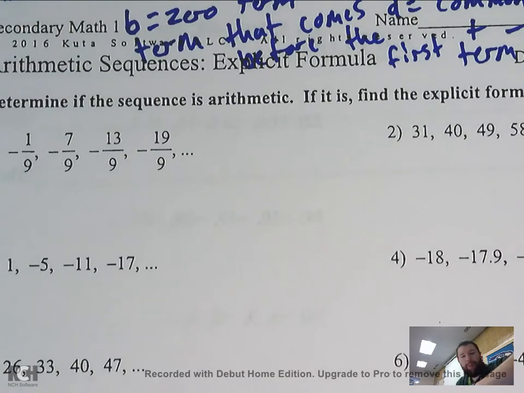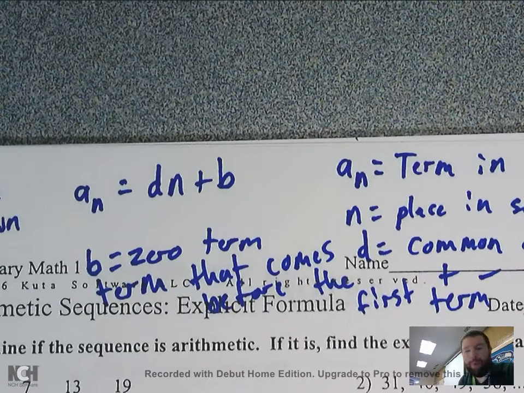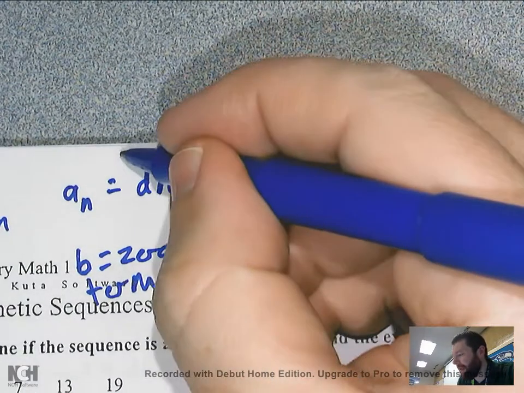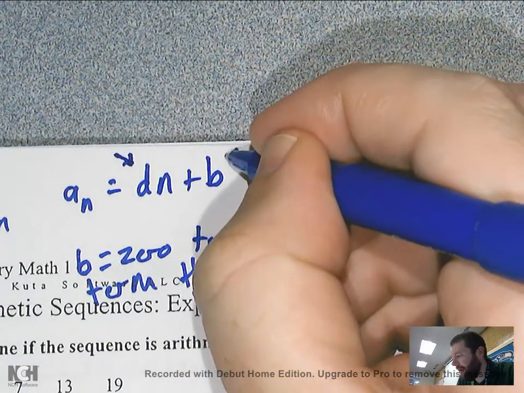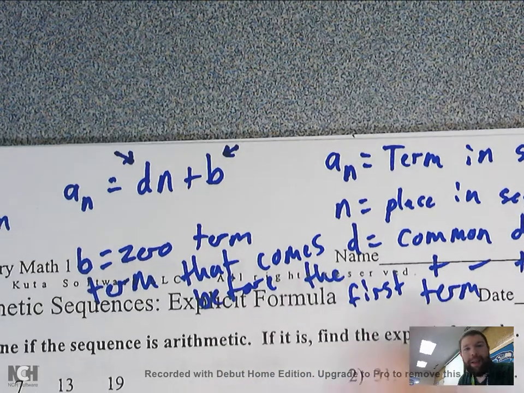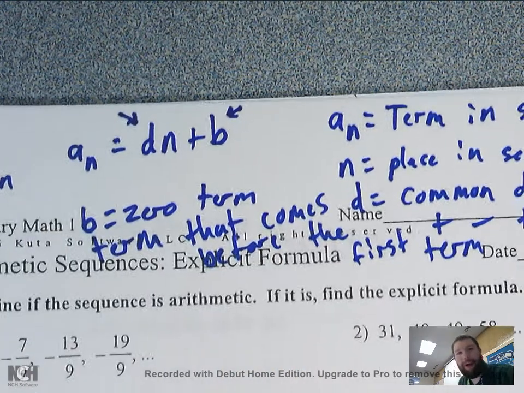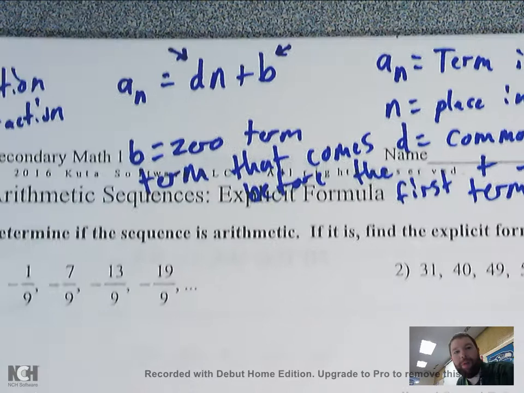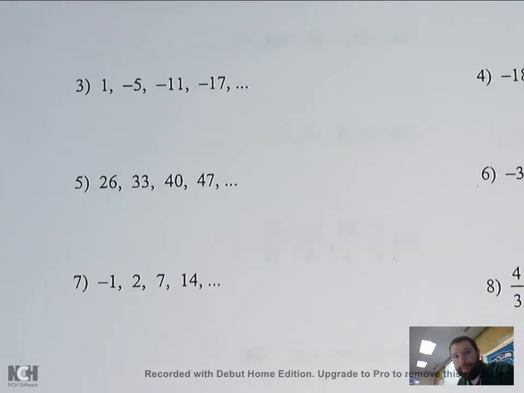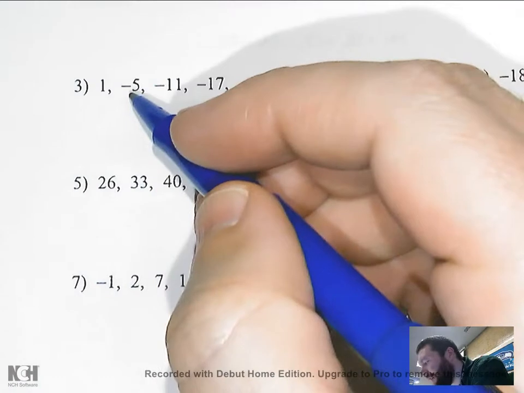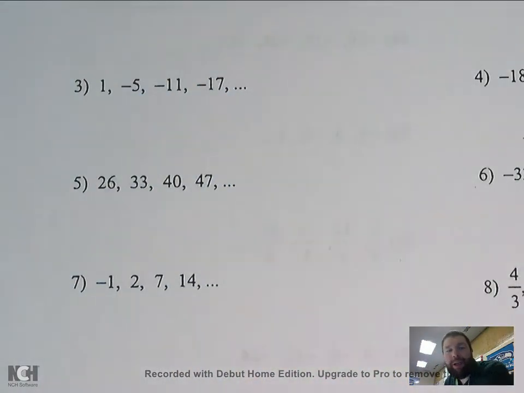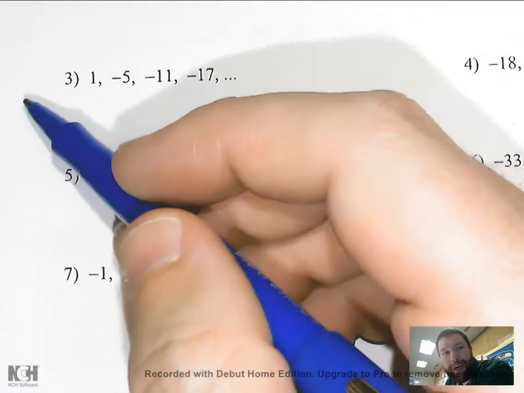So, basically, to find the specific formula for a term, I need to find two things. I need to find the difference, and I need to find a zero term. Okay? The n's and the a sub n stay there. I'm just subbing out two numbers. So I need to figure out what it's adding or subtracting by and what term would come before the first term. So let's look at number 3 here. This one goes from 1 to -5 to -11 to -17. So if it's going down, that means it has to be subtraction, right? I just need to figure out by what number it's subtracting. So from 1 to -5 would be subtracting 6, right?